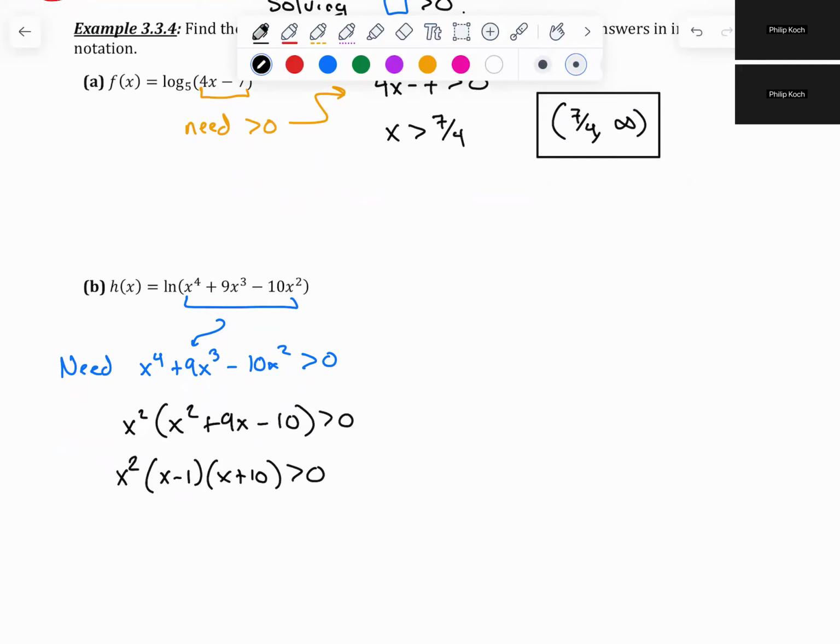I'll give you the answer. A miracle occurs and you get the answer, which is negative infinity to negative 10 union 1 to positive infinity.